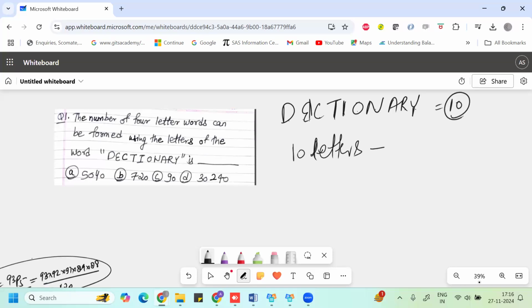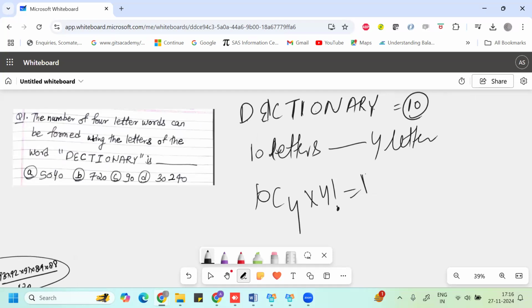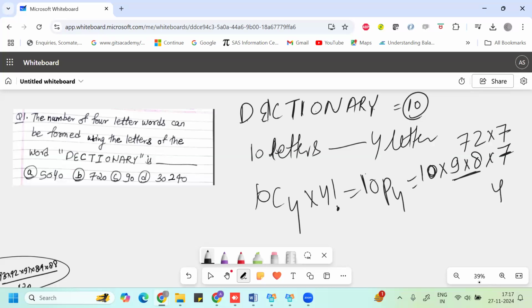From 10 letters, in how many ways can I choose 4 letters? That is 10C4. And then from the 4 letters, in how many ways can I make a 4-letter word? That would be 4 factorial. That is nothing but 10P4. How to find 10P4? I taught you: 10 into 9 into 8 into 7. That is 5040. That is the answer, option A.